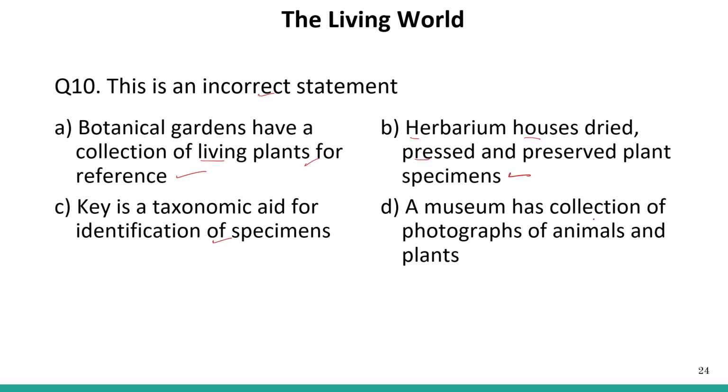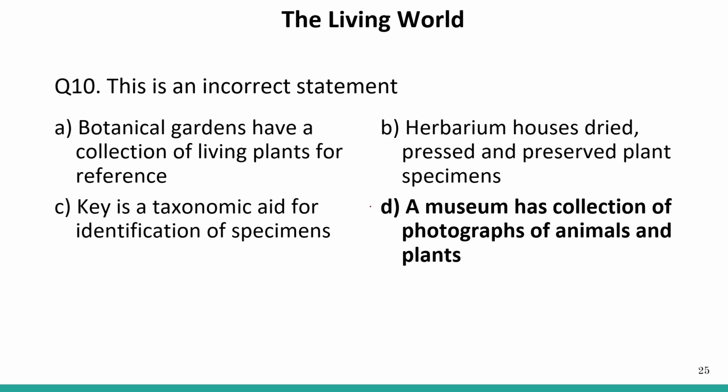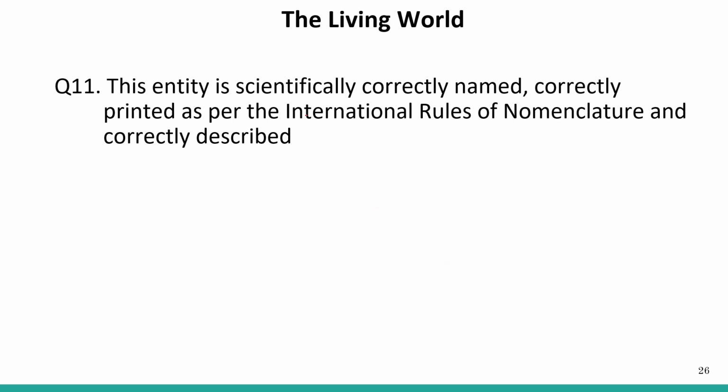Now fourth option is a museum has collection of photographs of animal and plants. So what should be the correct answer? Option D is incorrect. A museum has collection of photographs of animal and plants, which is an incorrect statement. Now let's come to the next question, which is 11th question. Here they are saying that this entity is scientifically correct, correctly named, correctly printed as per the international rules of nomenclature and correctly described.